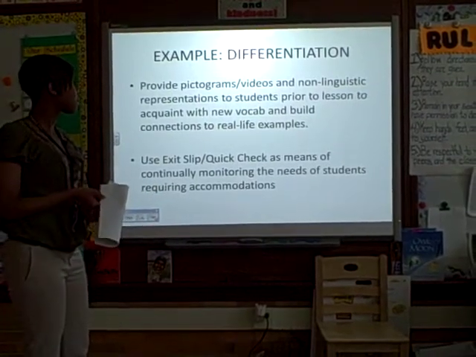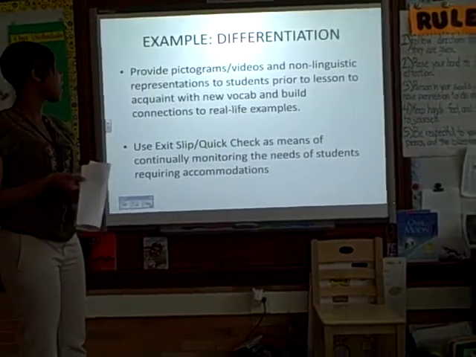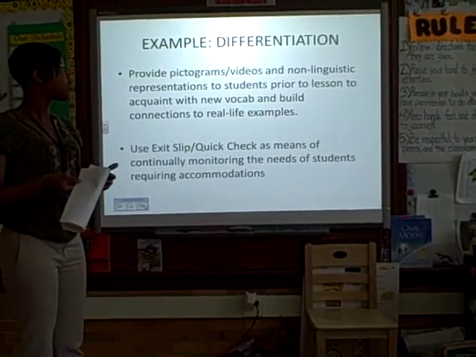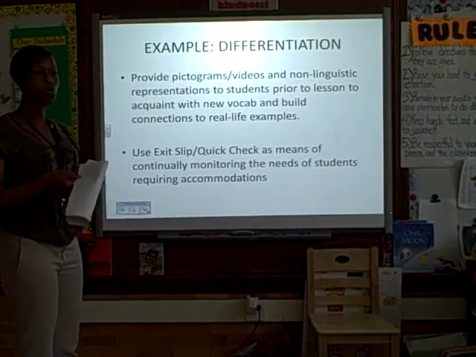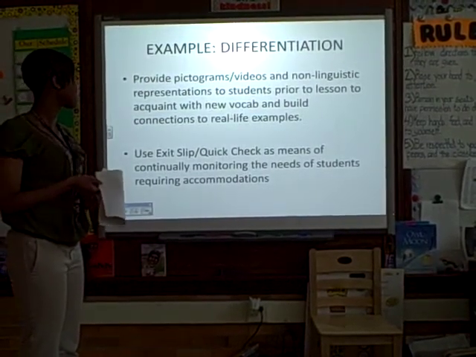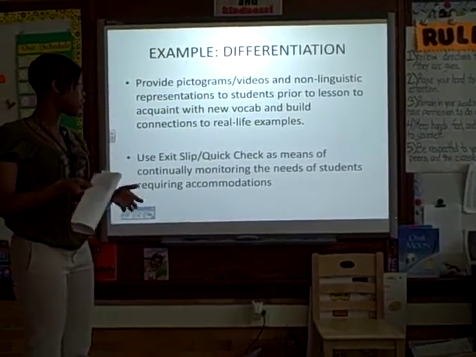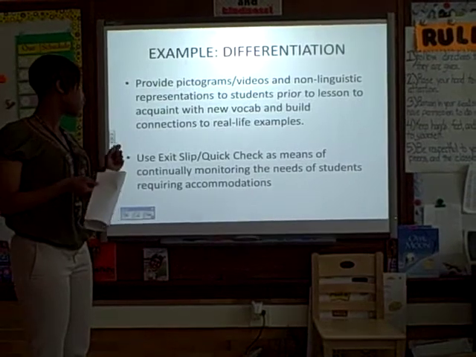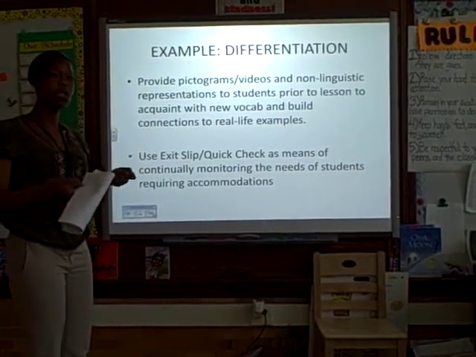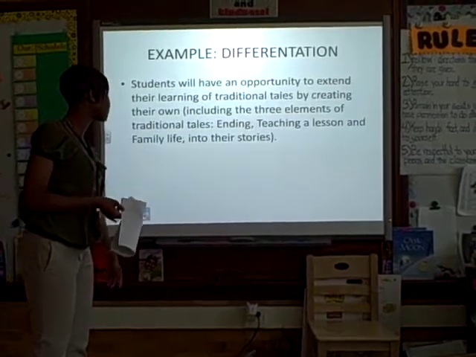Another example again is providing pictograms or videos and non-linguistic representations to students prior to the lesson to acquaint them with new vocabulary and build connections to real-life examples. Or using an exit slip or a quick check to continue to monitor students who need accommodations. Those are all examples of how to differentiate.